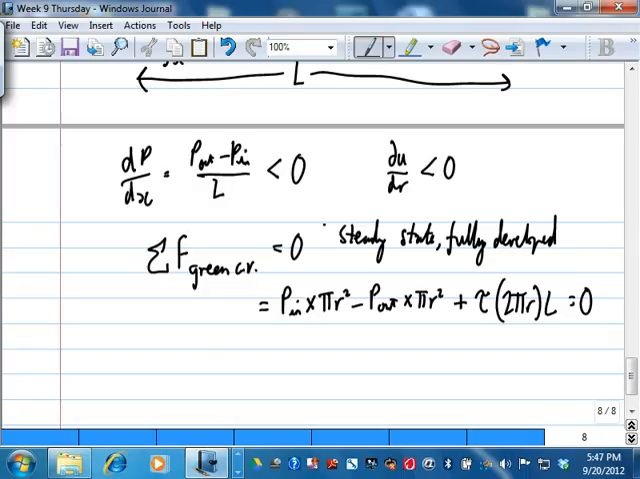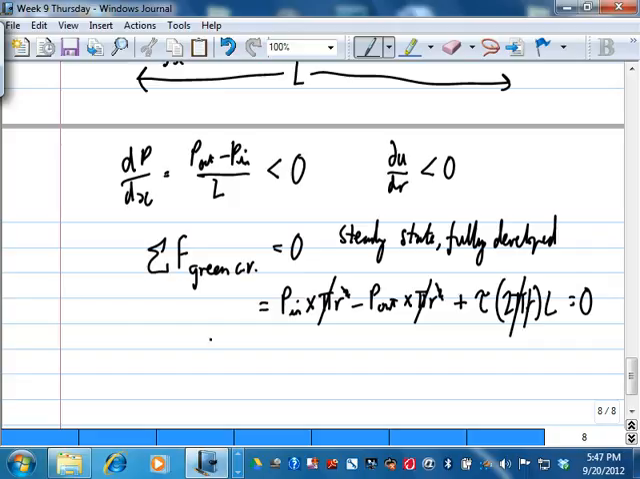So, shear stress can cancel out the pi. What's the point of carrying so many pi? In fact, we can cancel out one R also. Okay, cancel out one R.